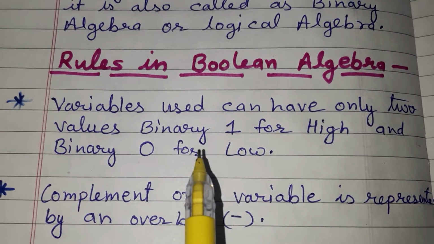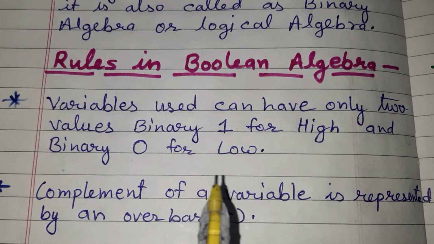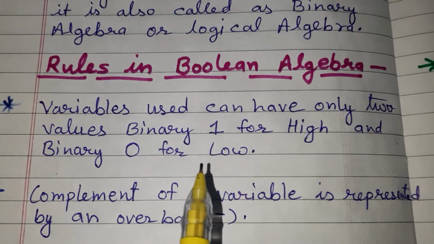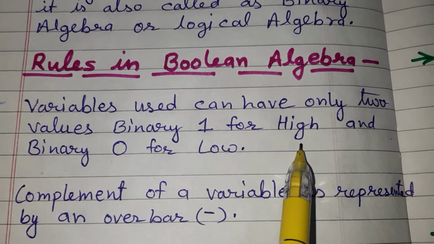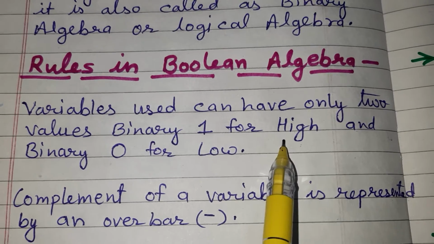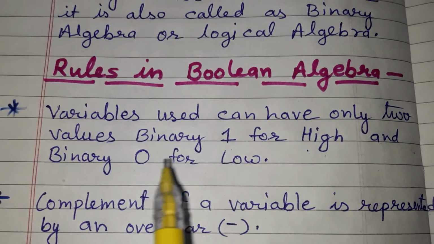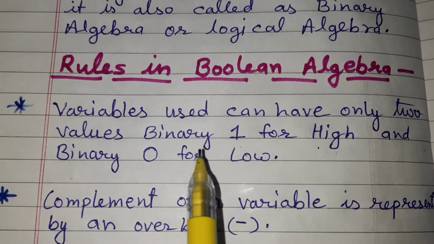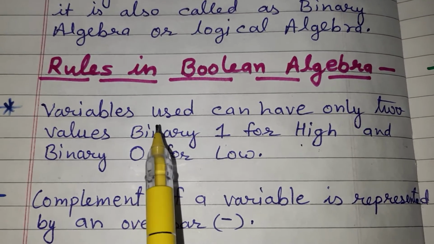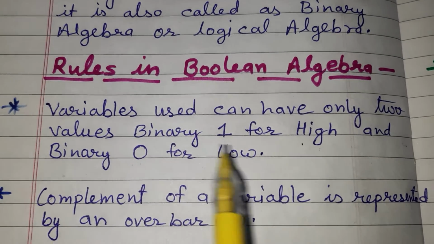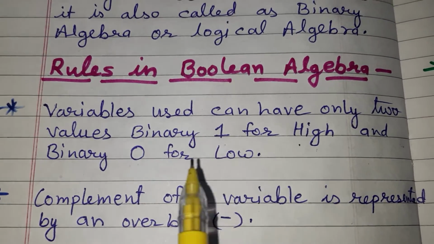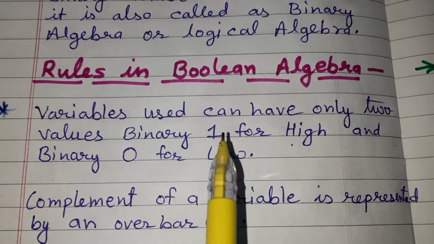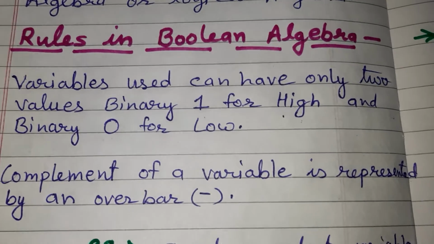When a circuit passes through the electronic base, sometimes the signal should be high or low. A high signal is represented by 1 and a low signal is represented by 0. So the first rule of Boolean algebra is that a variable should be represented by two values, 0 and 1.